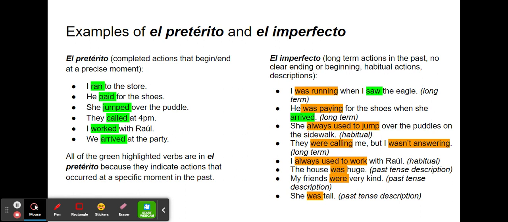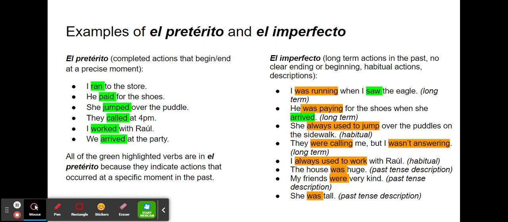Basically, all 6 of those sentences have a green highlighted verb. Each of those green verbs is el pretérito because they indicate actions that occurred at a specific moment in the past and they are over. So I ran, he paid, she jumped, they called, I worked, we arrived. It could be that some of those actions took a long time to complete, but they happened at a specific time and they are over. There's an ending and a beginning to each of those actions.